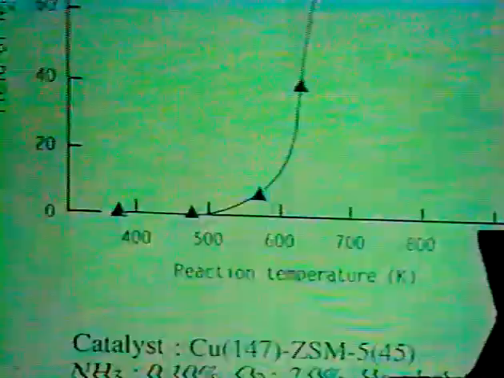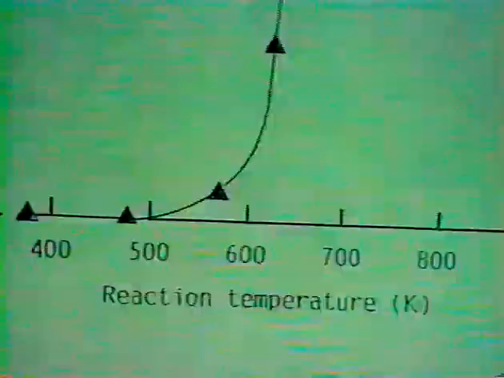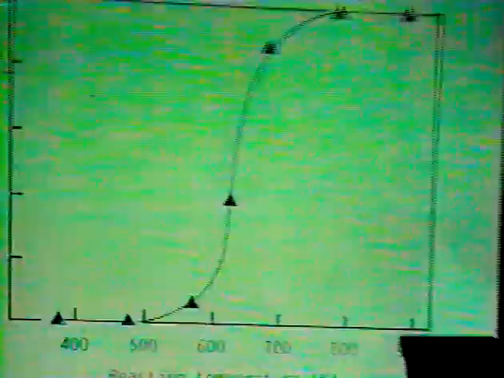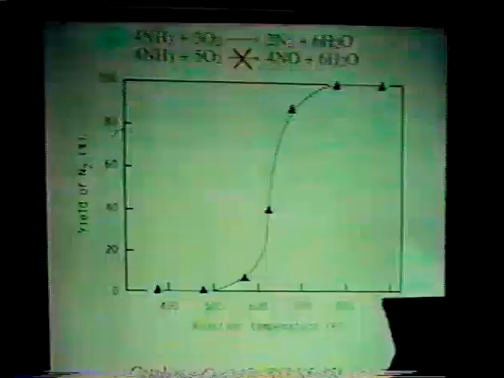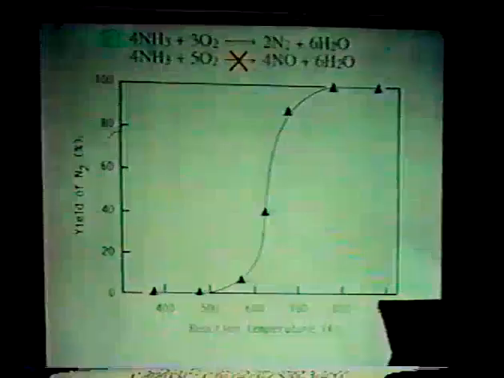The oxidation of ammonia with oxygen was carried out under similar reaction conditions. This figure shows the change of N2 yield in ammonia oxidation with the reaction temperature. In all cases, the main nitrogen-containing product was nitrogen, and the yield of both NO and N2O were less than 1%. The oxidation of ammonia with oxygen accelerated above 600 K.